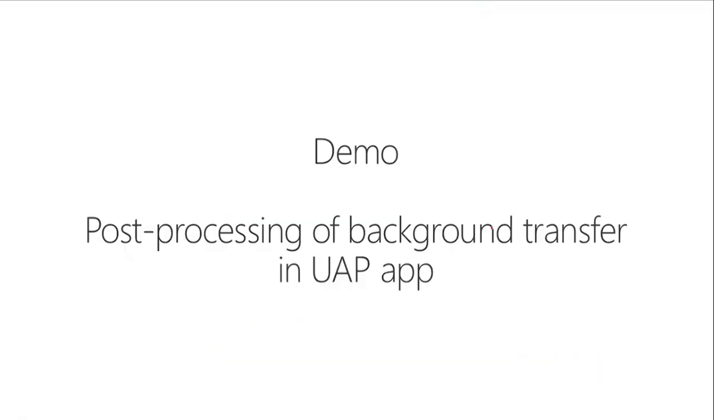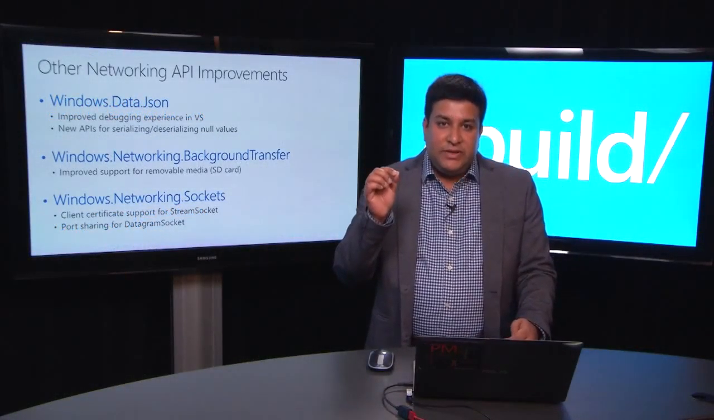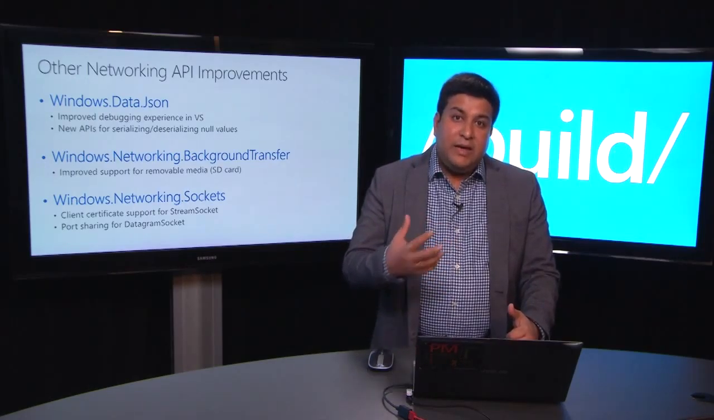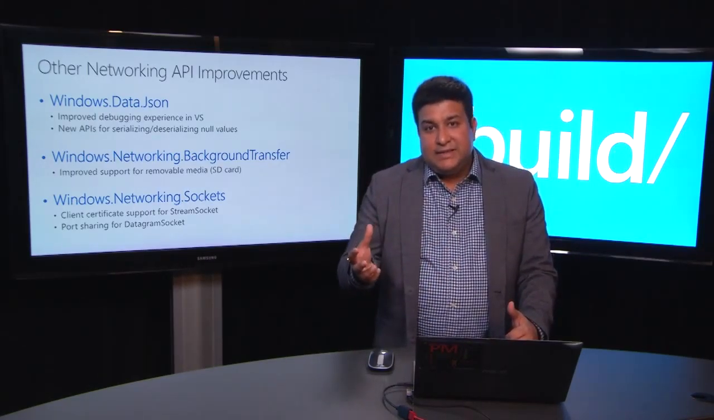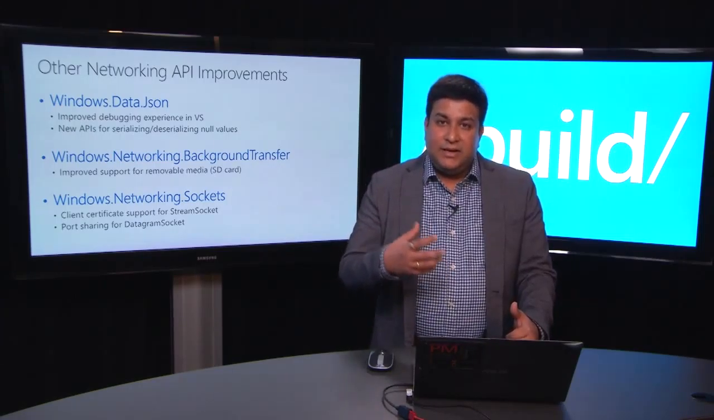Coming back to the presentation. This is all about the background transfer, but in addition to that, we have done a lot of other improvements in other popular networking APIs, like Windows.Data.Json. In this API, we improved the debugging experience in Visual Studio. Earlier, in a JSON object, there was no ability to see the individual members while debugging in the watch window. Now we have added support in Visual Studio to access individual members of the JSON objects. We also added a new API for easy serializing and deserializing of null values.